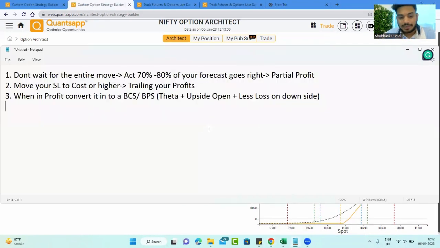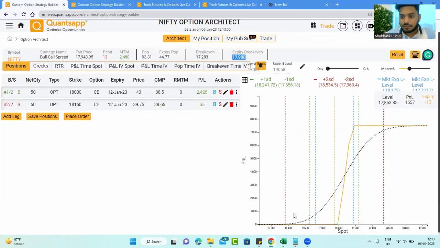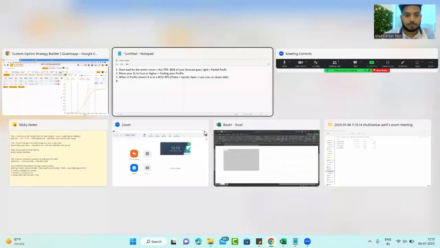So you can use this. This is quite a bit interesting. Try to do it in Architect 1 or 2 times. You will get hang of it, right? So just look at this, right? And it is very simple. You can do it on the negative side for a bear put spread as well.